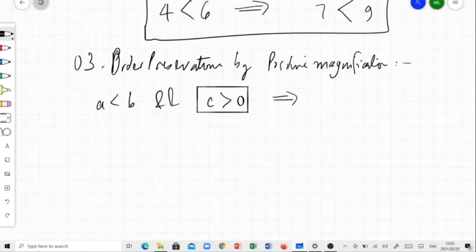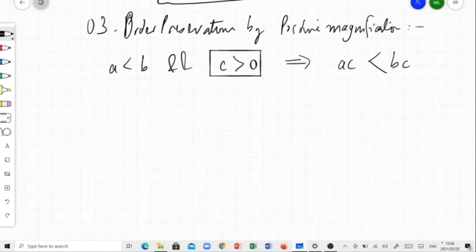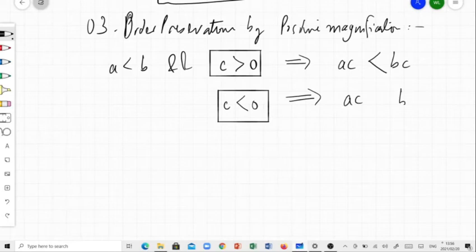Then what happens here is that if I magnify A and B both by C, so in other words I get AC and BC, then the order is preserved, okay? However, if my magnifying factor is in fact negative, then unfortunately the order gets reversed. So you've got reversal under negative magnification.